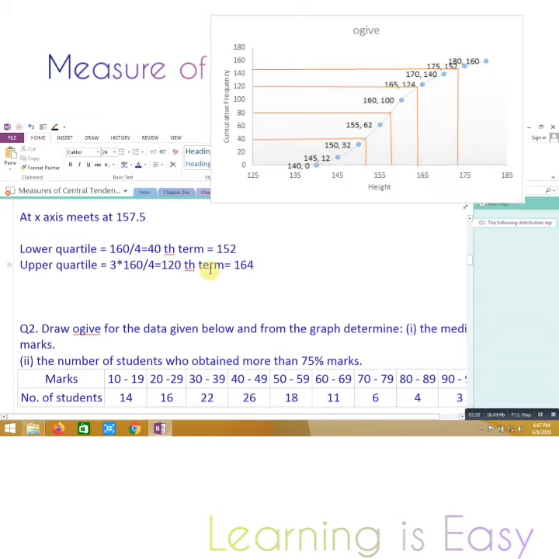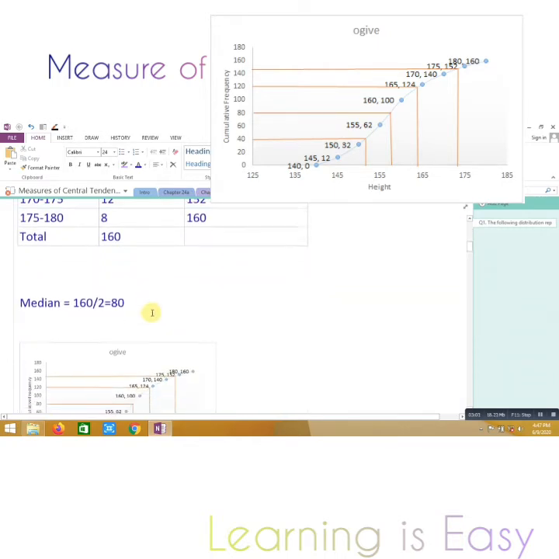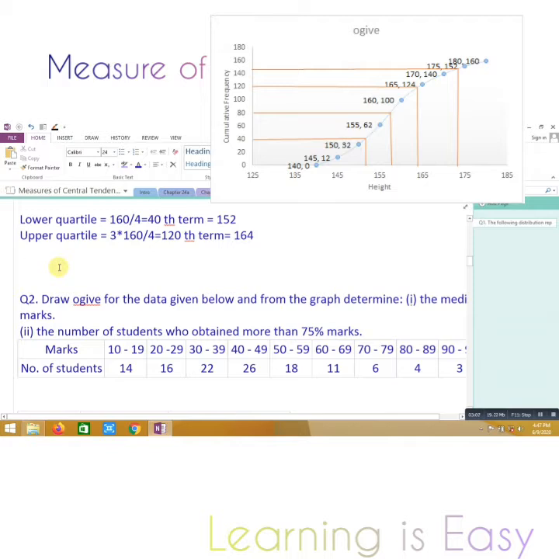Next we need to find the interquartile range, that is the range difference from upper to lower quartile. Interquartile range, so that is 164 minus 152, that makes 12. So that's the interquartile range.